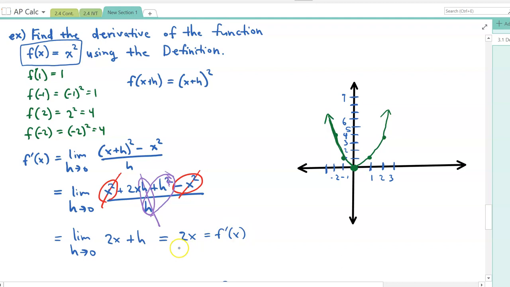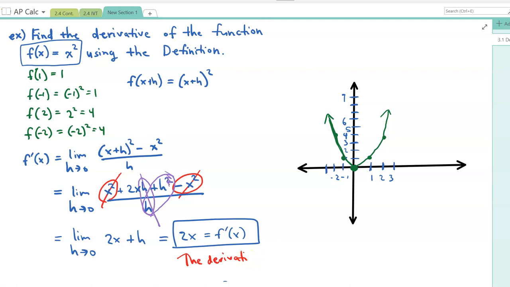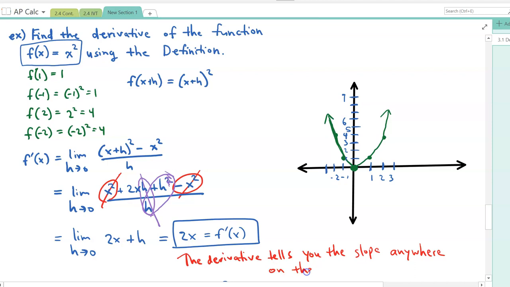So what does that mean? That means you pick a place on the graph and you can find the slope of that line. That's what that means. So let's write that down. F prime of x, the derivative, let's back up a little bit with that. The derivative tells you the slope anywhere on the graph. In our case, our graph is f of x. This is your function, your graph, f of x.